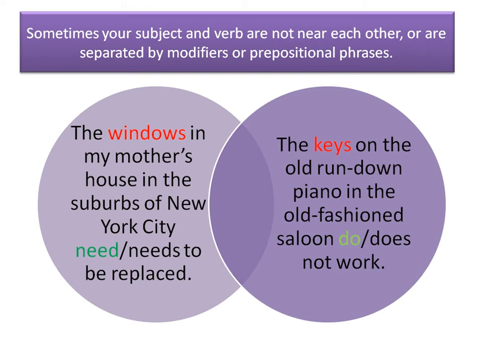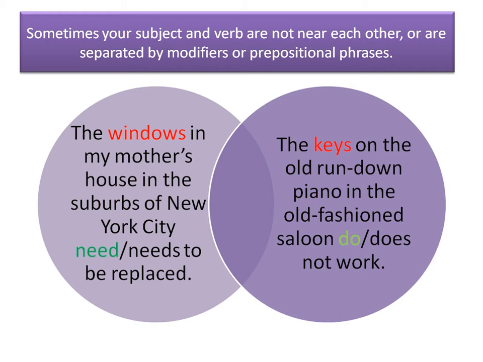Sometimes your subject and your verb are not near each other or are separated by modifiers or prepositional phrases, as in these 2 examples. The windows in my mother's house in the suburbs of New York City need or needs to be replaced. Here we choose need because we found our subject is windows. The windows need to be replaced. It's not New York City that needs to be replaced. It's not the suburbs that need to be replaced, or your mother or your house. It's the windows. It's important to locate that subject and your verb and then decide which one matches. Windows is a they: they need.